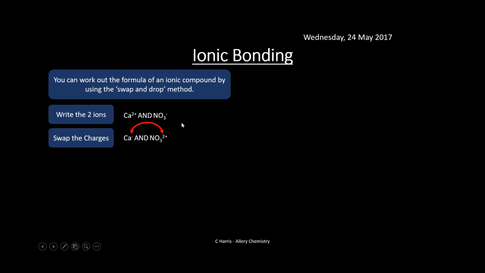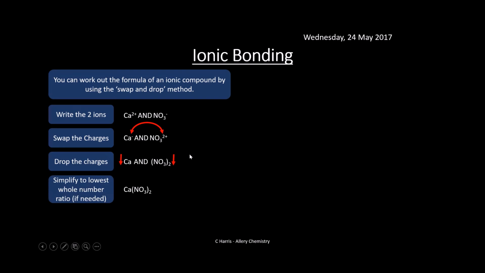Okay, so we can work out the formula of an ionic compound. We can use a swap and drop method. So you can see here what we do is write the 2 ions. In this instance we're going to use calcium 2+ and a nitrate ion, which is NO3-. We're then going to swap the charges over. You can see we've just swapped them. We're then going to drop the charges, as you can see on there. So we've got rid of the minuses and pluses as well and dropped them, so they're lower. And then we combine them and simplify if we need to. Because this is a 1:2 ratio and it's already the simplest way, then we just leave it as that.